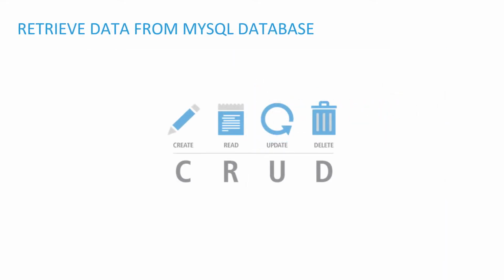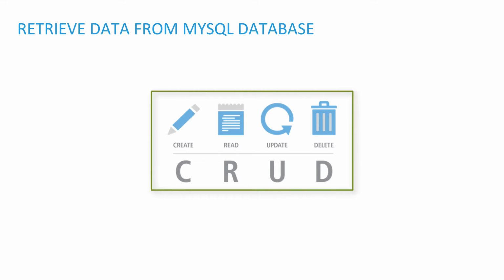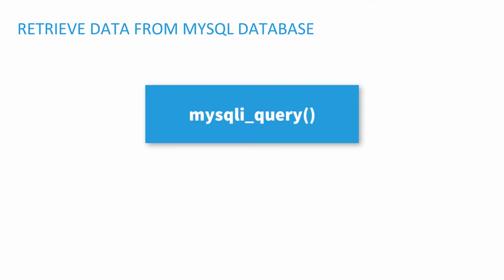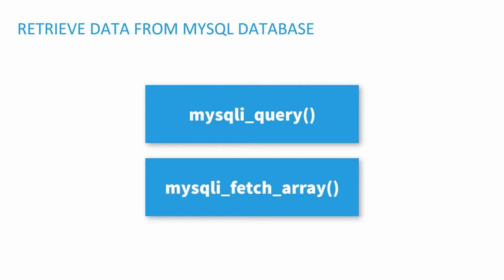After we connect to the database, we need to make some operations on data like retrieve, insert, update, and delete, which are called the CRUD operations. So to display data from a MySQL database server using PHP, we need to use 2 main functions, mysqli_query and mysqli_fetch_array.